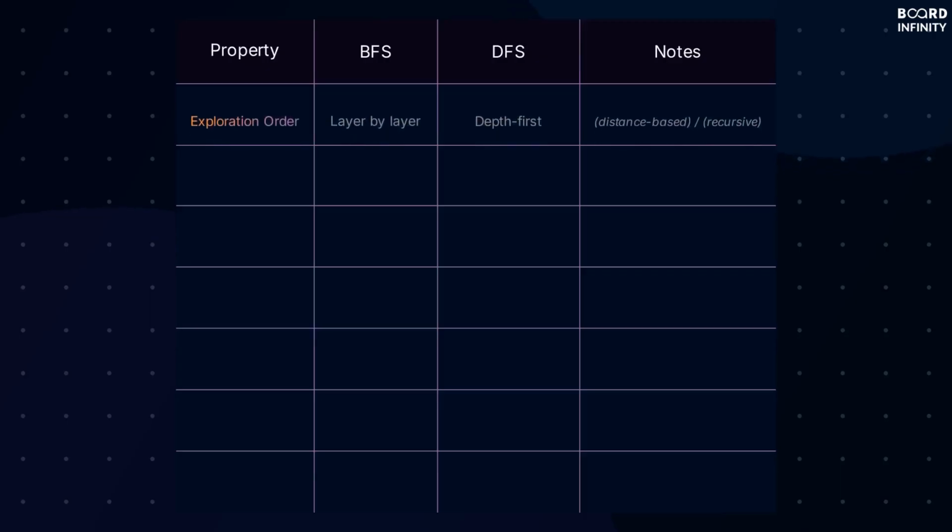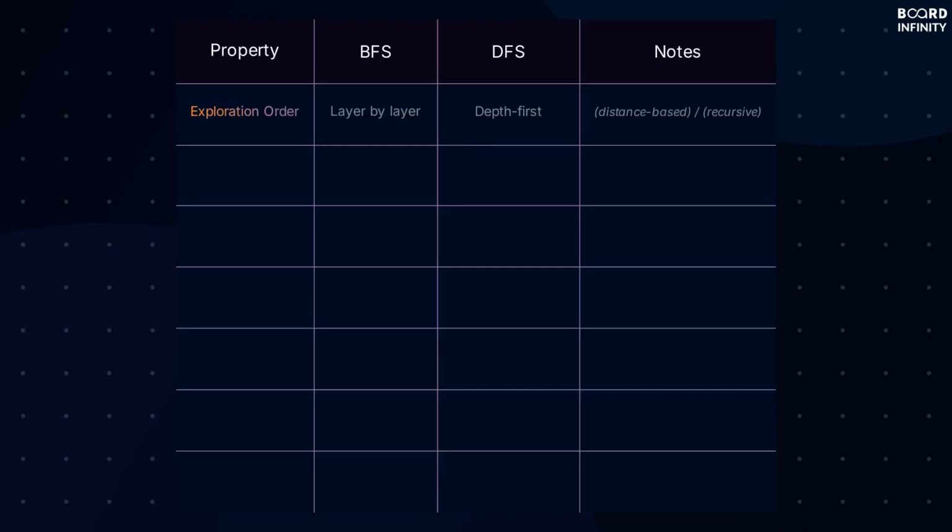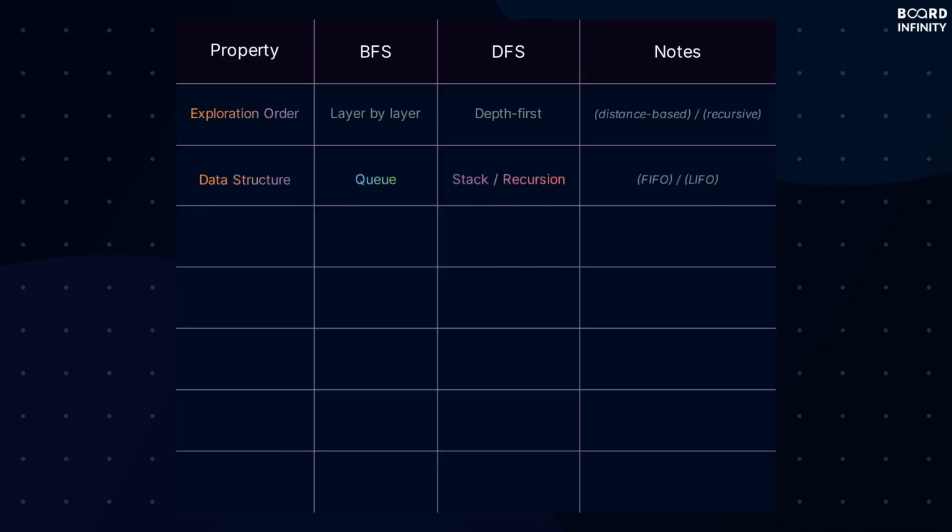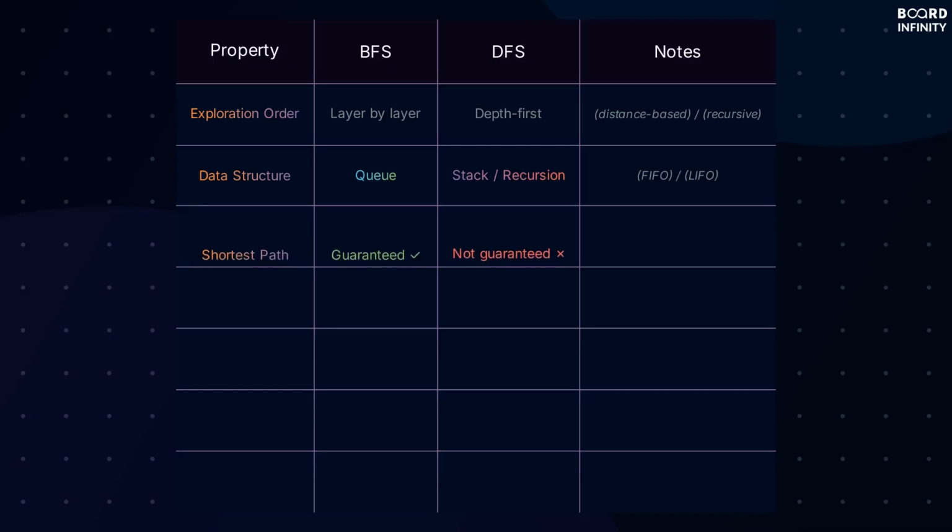To summarize, BFS explores layer by layer, which is inherently distance-based, using a queue, a first-in, first-out mechanism. DFS explores depth first, typically using a stack or recursion, which functions as a last-in, first-out mechanism. Crucially, BFS guarantees the shortest path, while DFS does not.